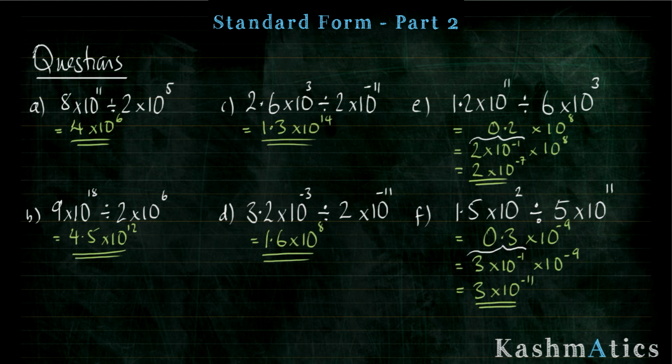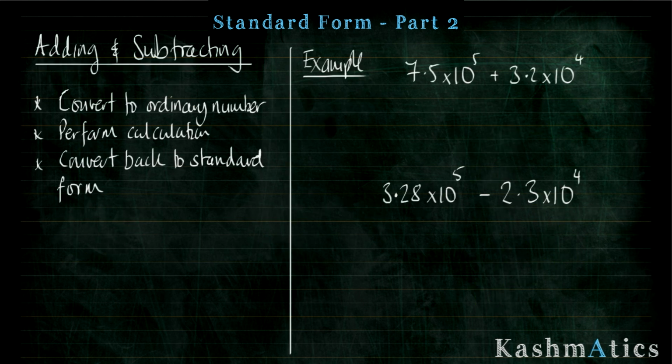And let's move on to addition and subtraction. Now normally, addition and subtraction are easier than multiplication and division, but in the case of standard form, it's actually a bit more fiddly, and there's no shortcut way of doing it. What you have to do is, first of all, just convert it into an ordinary number. Then you've got to do your calculation as normal, and then you have to convert it back into standard form.